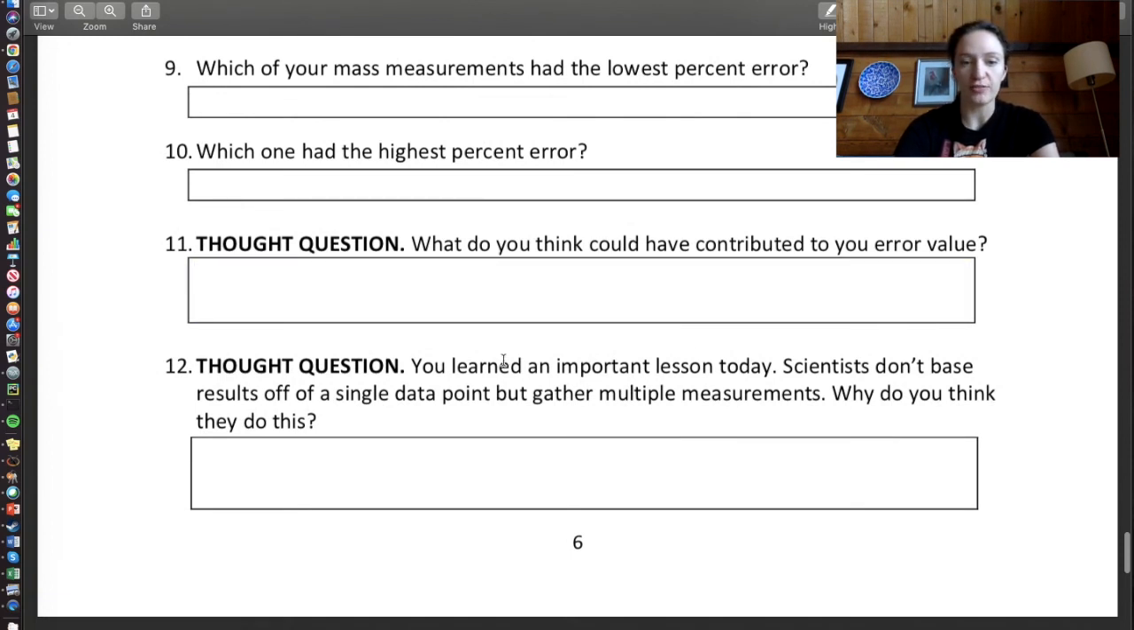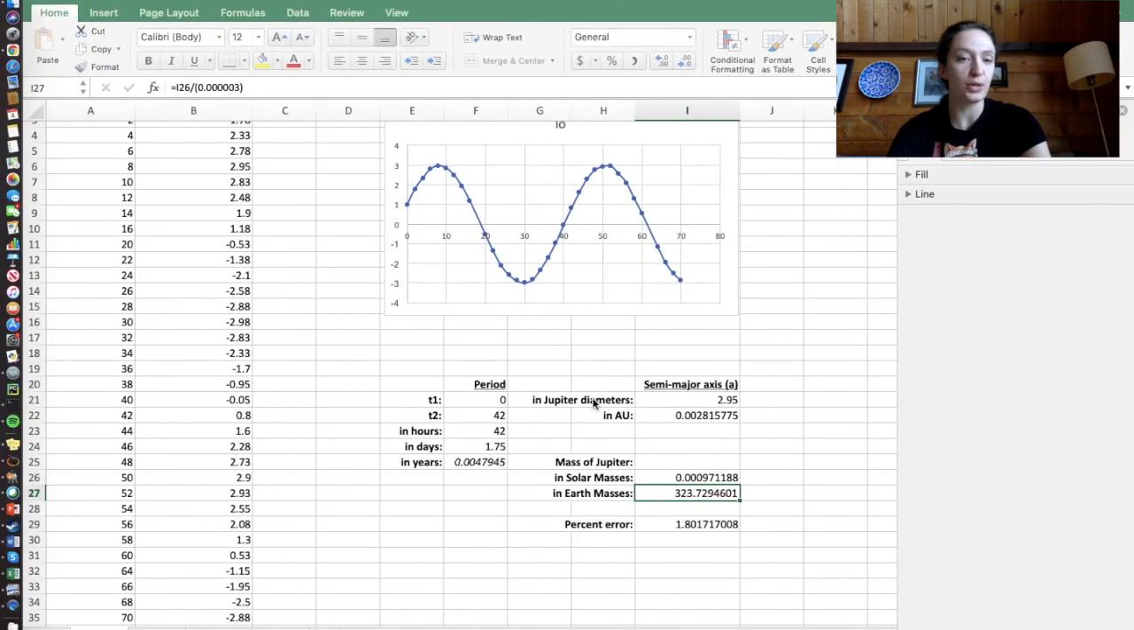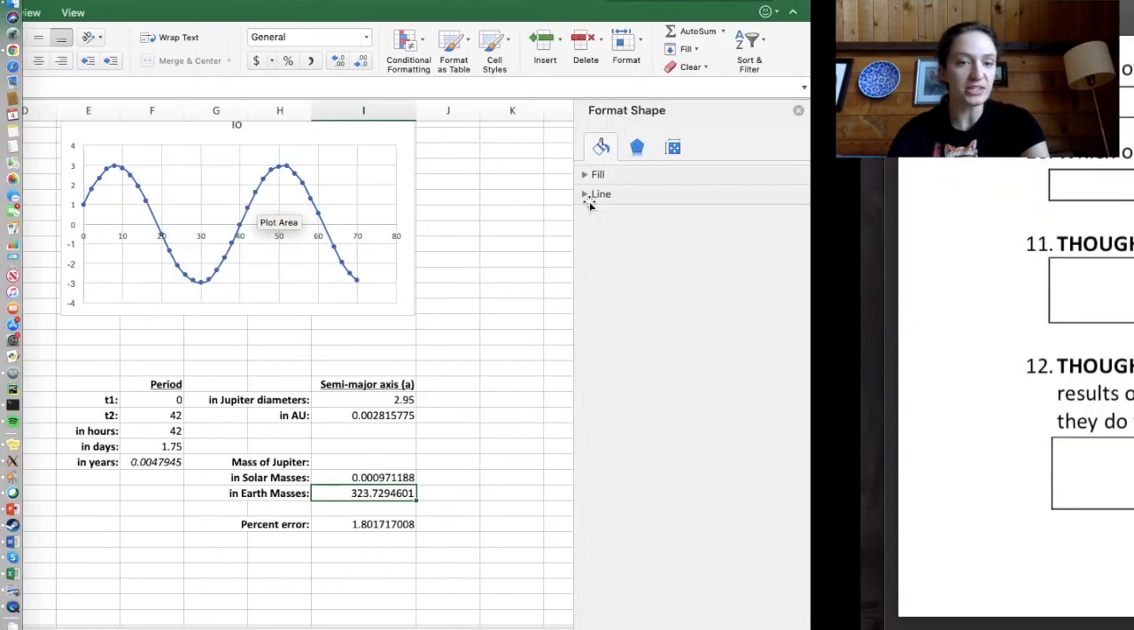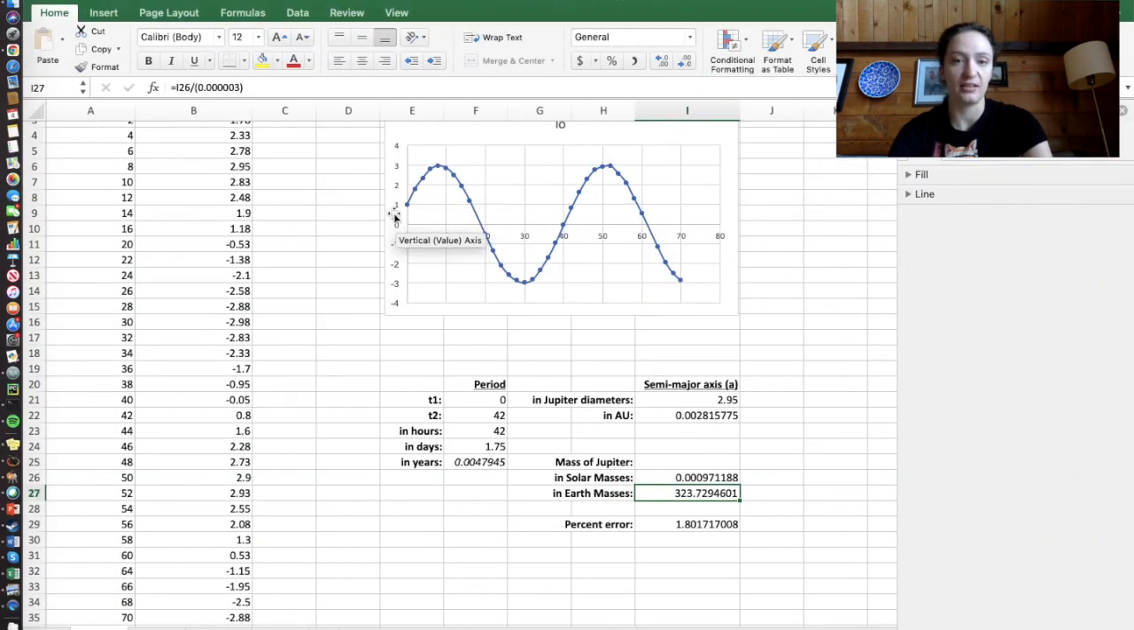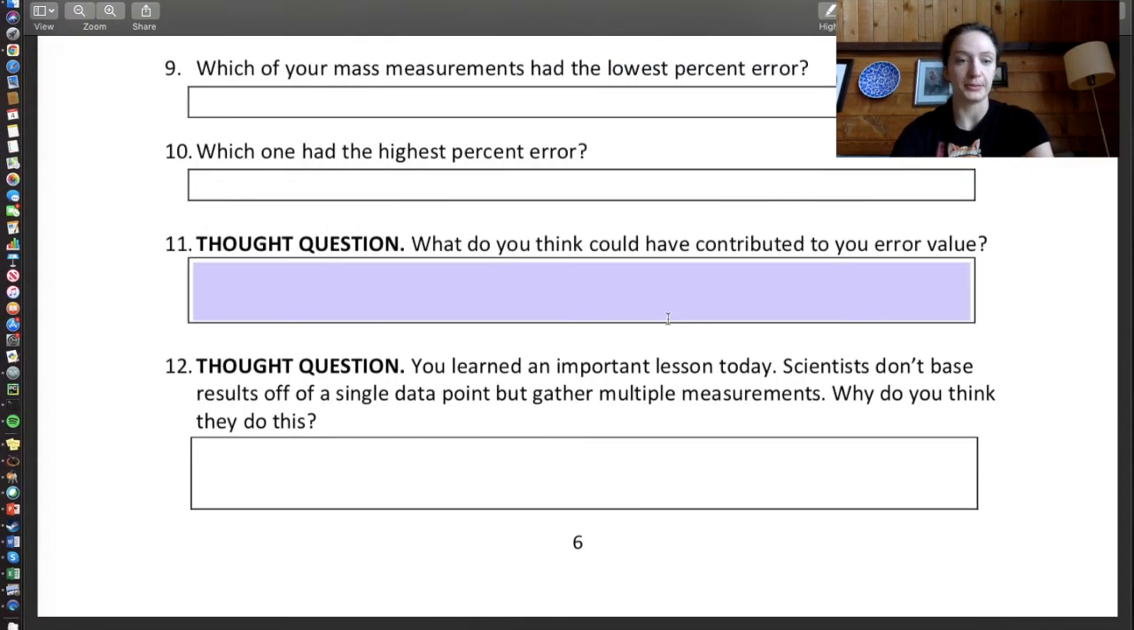And then number 12, you learned an important lesson today. Scientists don't base results off of a single data point, but gather multiple measurements. Why do you think they do this? Give me your thoughts on it. How would we have been able to find the mass of Jupiter if we only had one data point in this orbit? I mean, one data point could be anything. You can't draw a line through one data point. You need at least two.